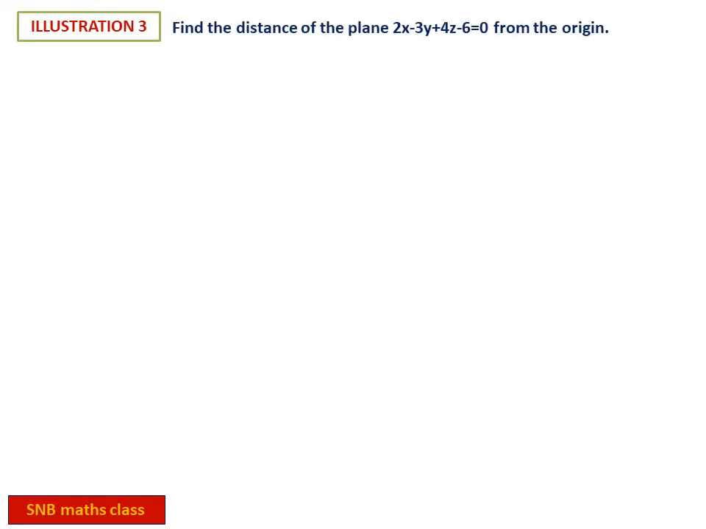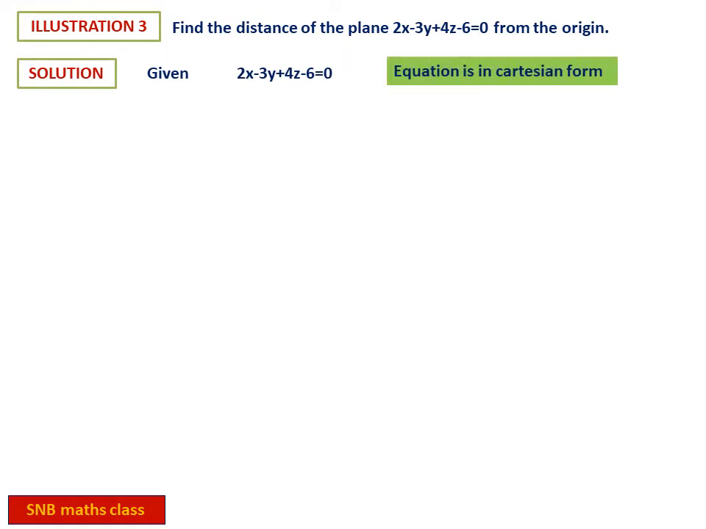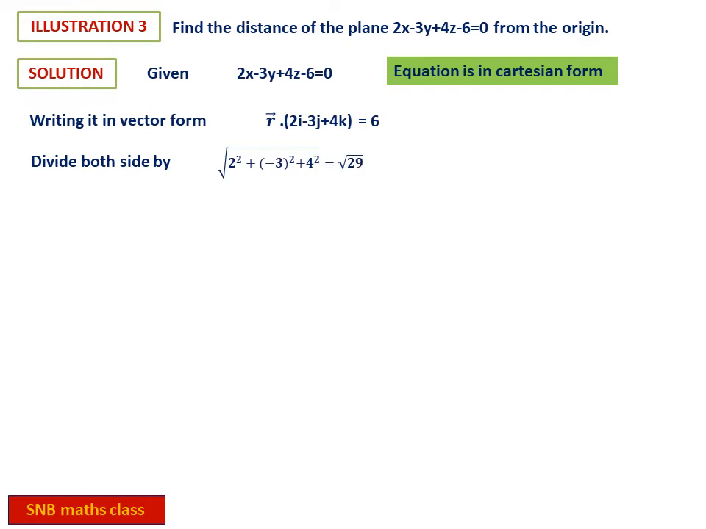Illustration 3. Find the distance of the plane 2x minus 3y plus 4z minus 6 from the origin. So given here 2x minus 3y plus 4z minus 6 equal to 0, the equation is in Cartesian form. Now what you have to do is write it in vector form. This we have done already. R dot 2i minus 3j plus 4k equal to 6. Take 6 to the right side, and now divide both sides by the square root of 2 square plus minus 3 square plus 4 square, that is root 29.